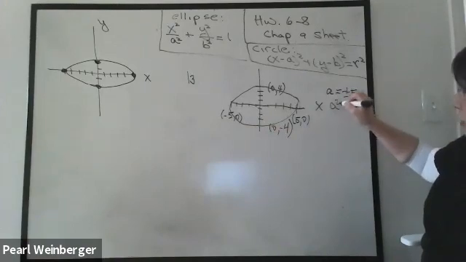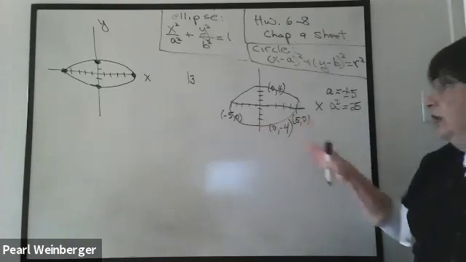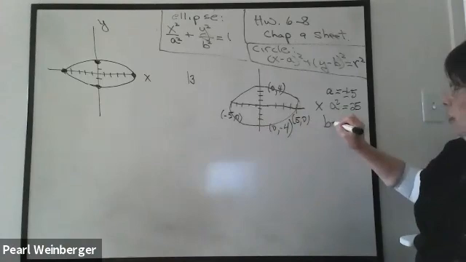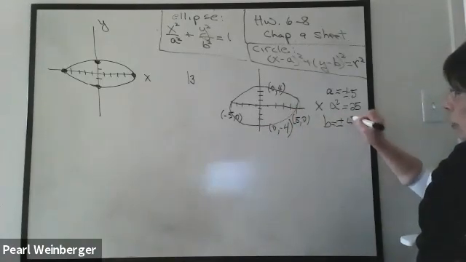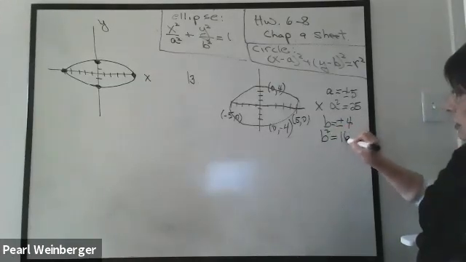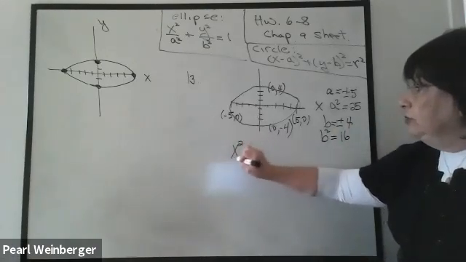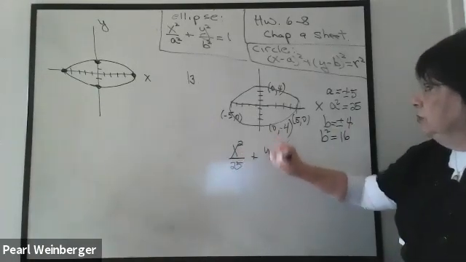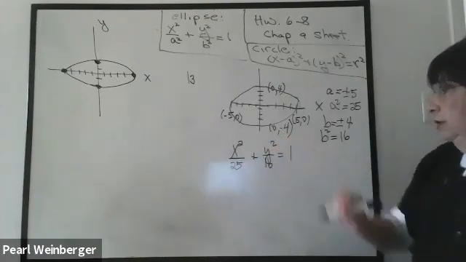So the A squared is going to be 25. No matter whether you pick the positive or negative, when you square it, you're going to get a positive number. The B is the y-intercepts, can be either plus or -4, which means that B squared is equal to 16. So my equation in standard format becomes x squared over 25 plus y squared over 16 equals 1.